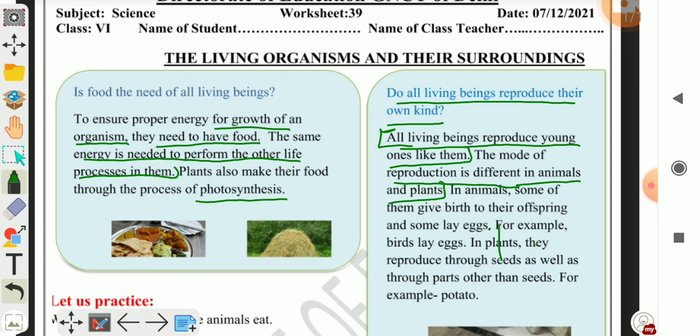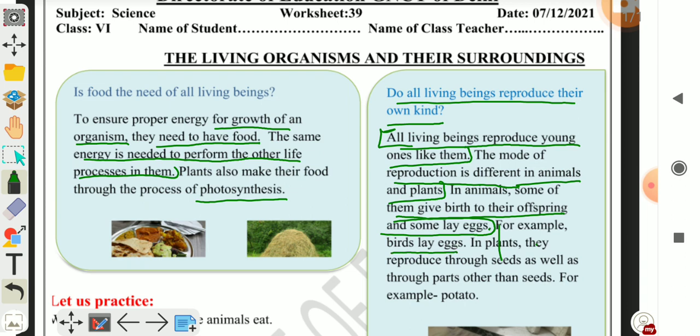In animals, some of them give birth to their offsprings and some lay eggs. What do some animals do? They give birth to young ones, while some other animals lay eggs. For example, birds lay eggs.